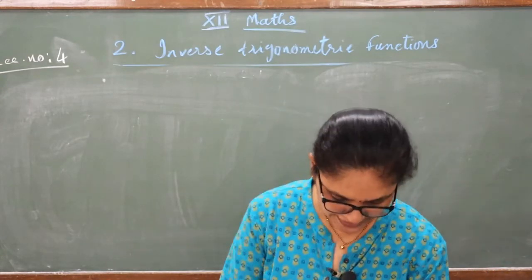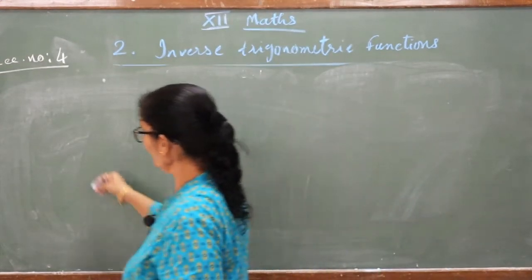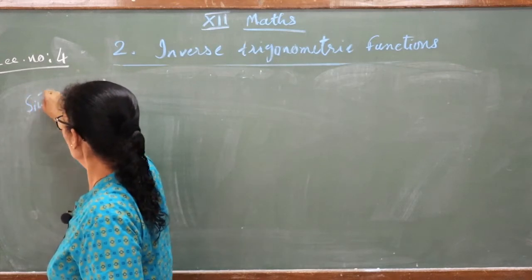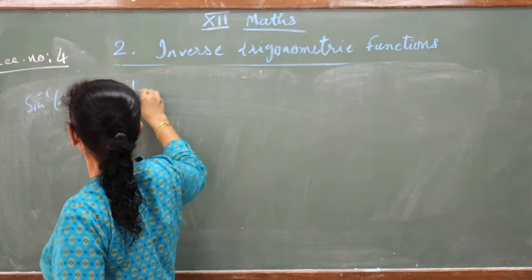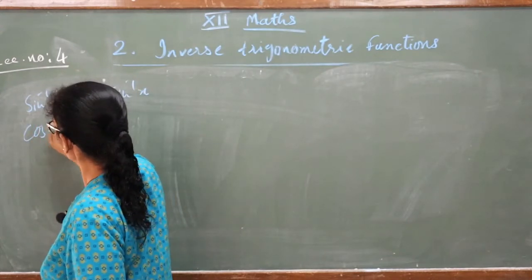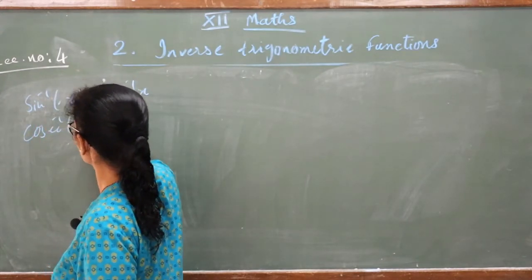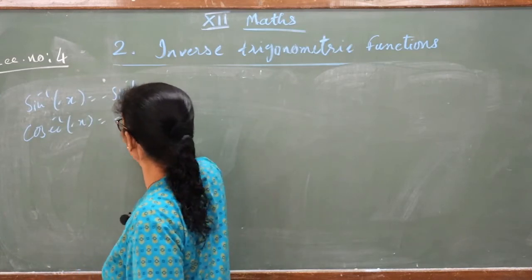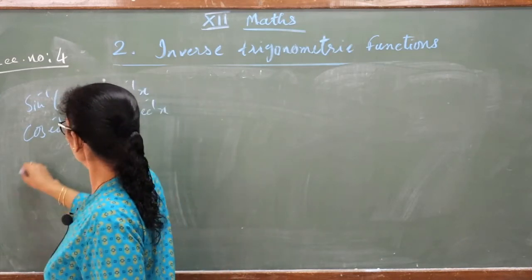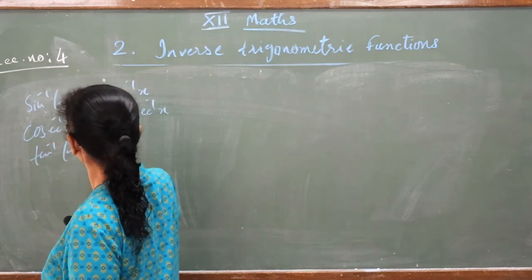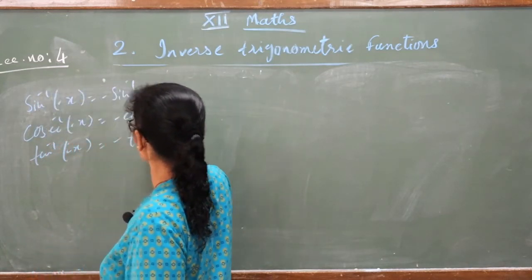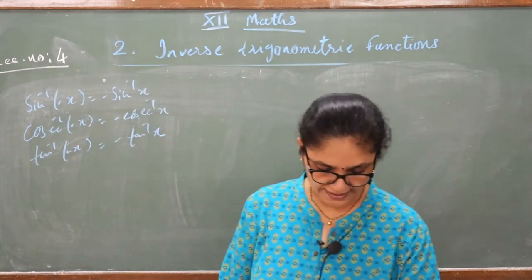Now our second property. Sine inverse minus x equals minus sine inverse x, cosec inverse minus x equals minus cosec inverse x, and tan inverse minus x equals minus tan inverse x. This is your second property.